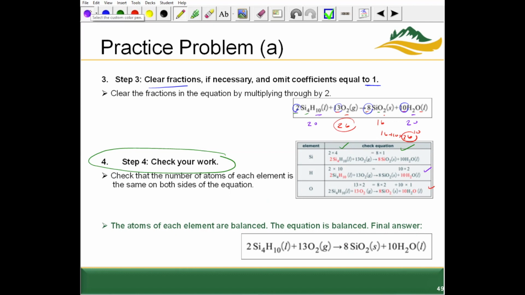Now that we've done that, we can say we have our final answer. Also, these coefficients are not divisible by any common number. So we can't divide 2 and 13 by 2. We'll end up reintroducing a fraction. So this is our final answer. Sometimes for these interfering coefficients, you'll have to change one, but then come back and change another. So some guess and check involved. Just follow the steps systematically and always be sure to check your work.